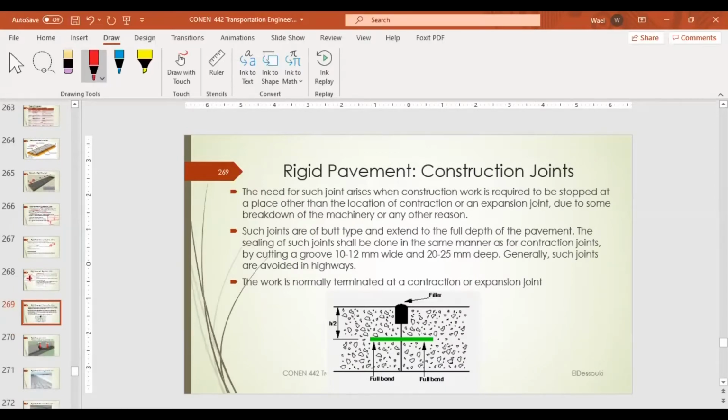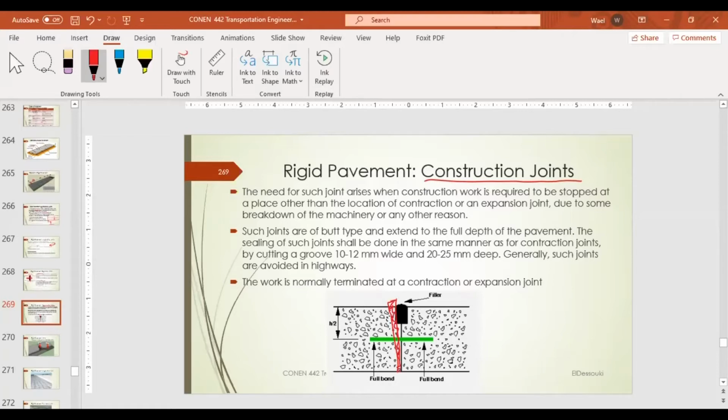The construction joint. Of course, we cannot build the entire segment in one day. We cannot pour all the concrete. So we have what we call construction joints. That's the joint where we stop working for the day and start the next day. We keep a dowel here, then we put a wood restrainer here.